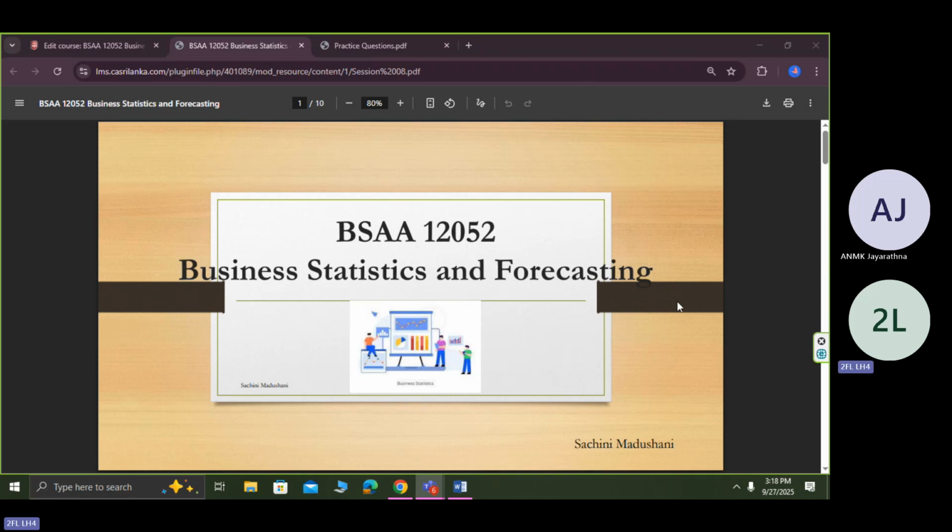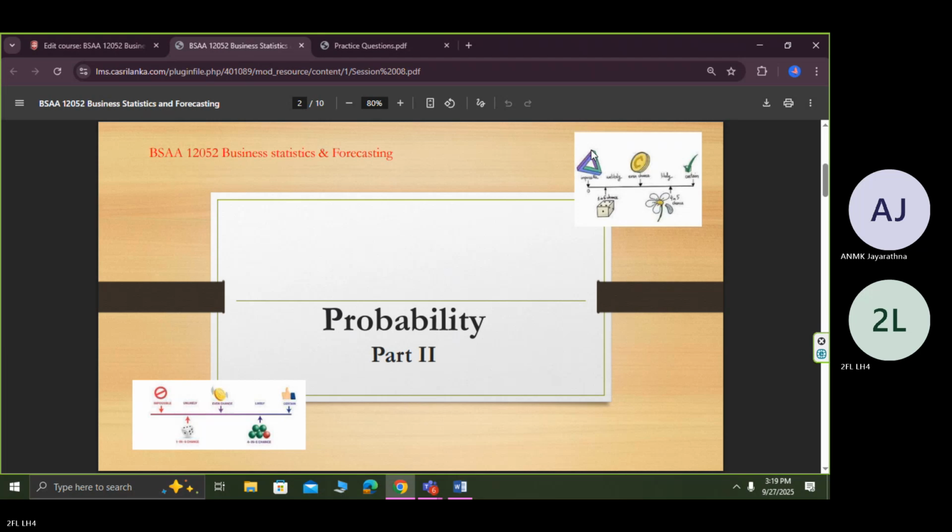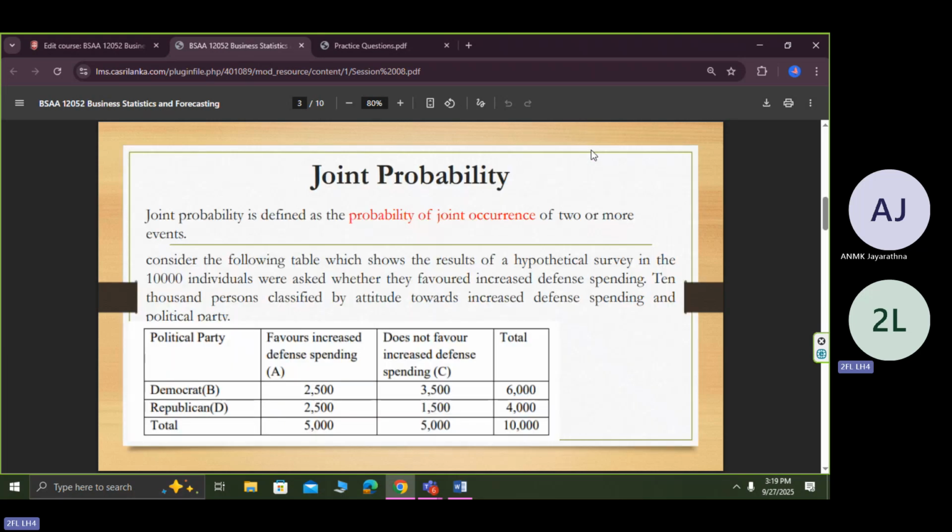Last week we started the probability lesson. Then we discussed what probability is, and the basic concepts regarding the probability lesson. Today we move into probability part 2. Here we discuss joint probability, marginal probability, conditional probability, and the total probability law.